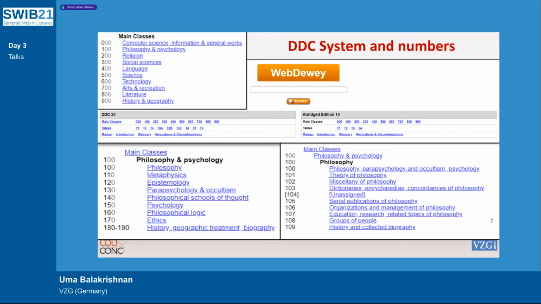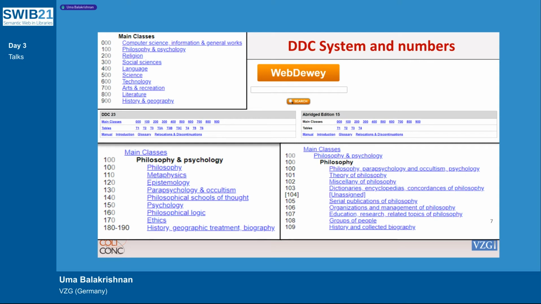Just have a look now at how this works. It has a notational hierarchical structure like many other subject indexing systems. The notations are made of Arabic numerals from 0 to 9, each representing a subject area, as you can see here on the screenshot above. So 0 stands for computer science, information and general works, and 9 for history and geography.